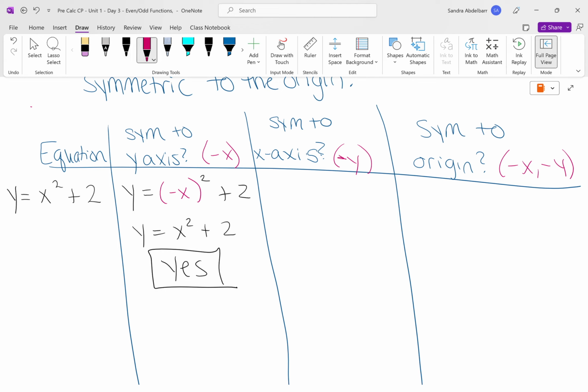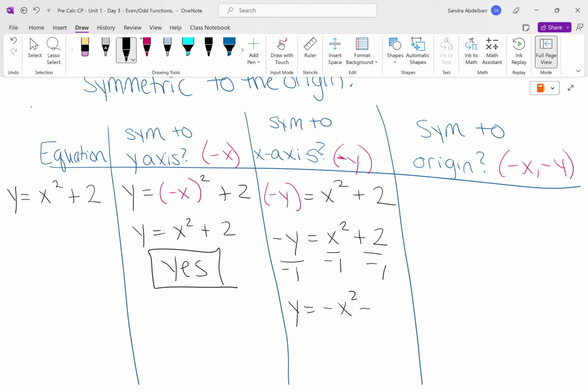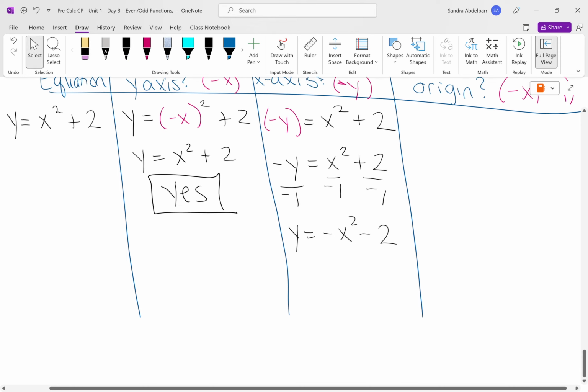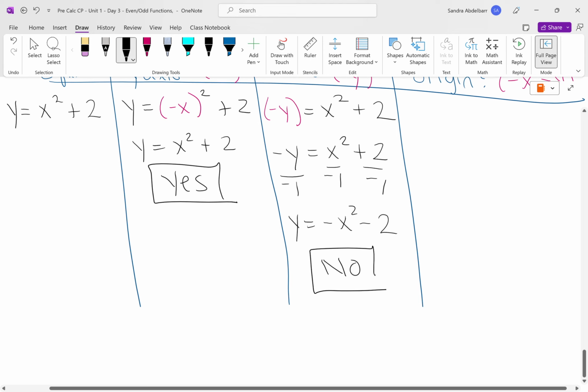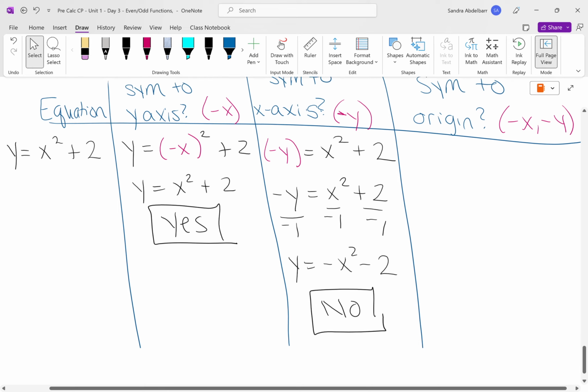Now we're going to test to see if it's symmetric to the x-axis. So this time I replace y with its negative. So we're at negative y equals x squared plus 2. Well, when you have negative y equals x squared plus 2, I need to get y by itself. So I'm going to divide everything by negative 1. And this is y equals negative x squared minus 2. After I replaced the y and simplified it, is my new version exactly the same as my original? No. So is it symmetric to the x-axis? No.